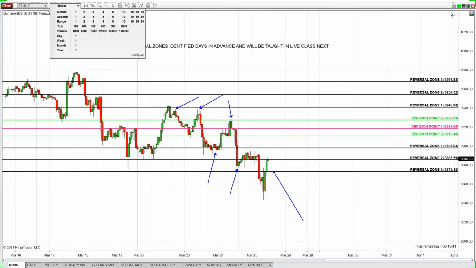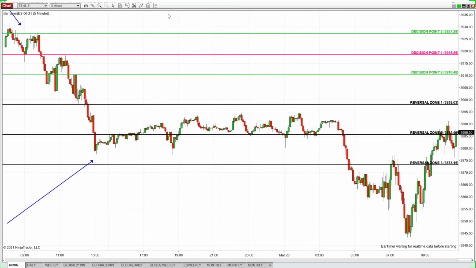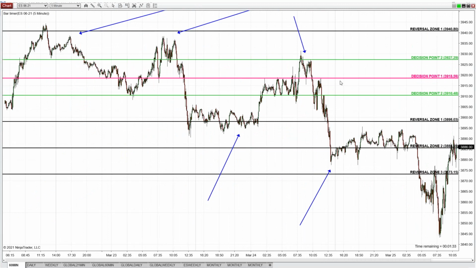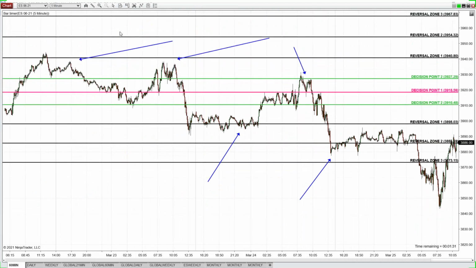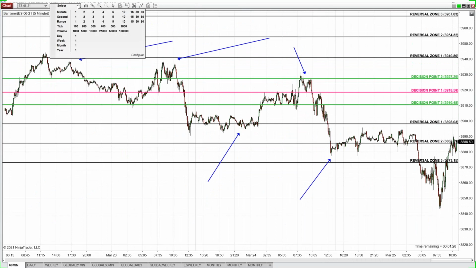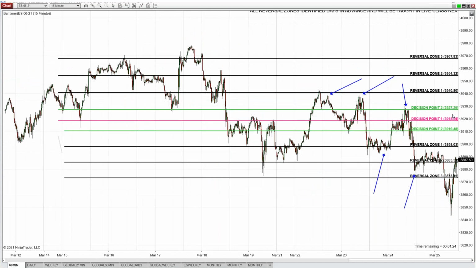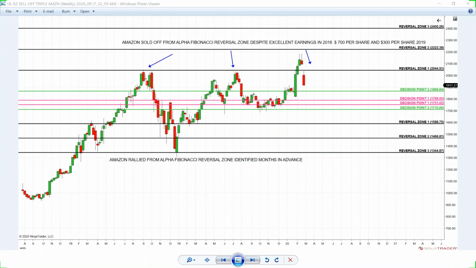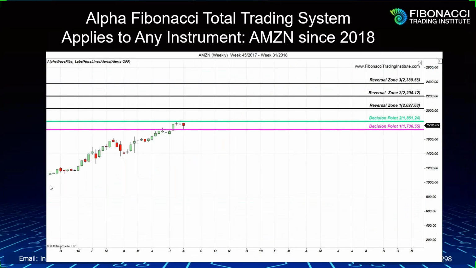If I convert this chart to 5 minutes, this is the system in front of you this morning. And this is the sell-off from the reversal zone. It's identical to Amazon. It's identical to Apple. It's identical to any instrument you choose to trade. You do not need delayed indicators. You only need pure price. And when you can trade pure price, you can trade anything you choose with the Alpha Fibonacci system.